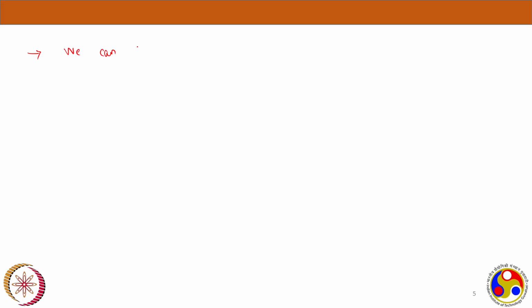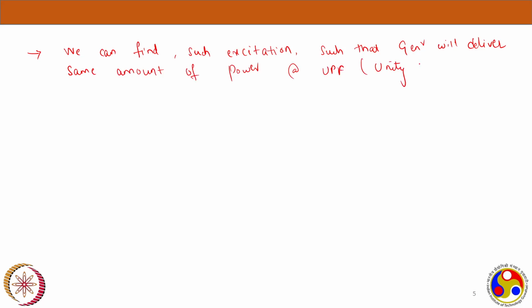So we can find such excitation such that the generator will deliver the same amount of power at UPF, which is unity power factor. So, what can we do to make it a unity power factor?